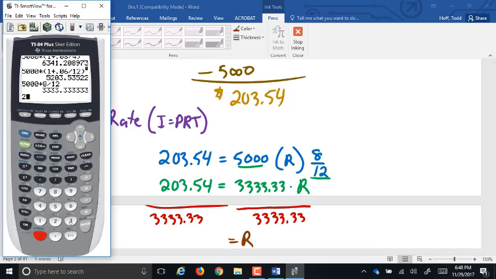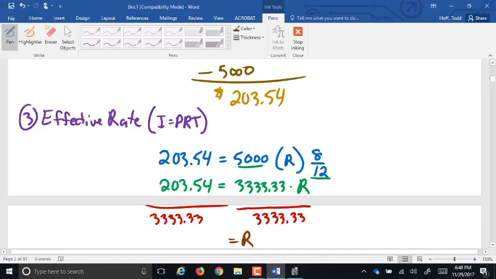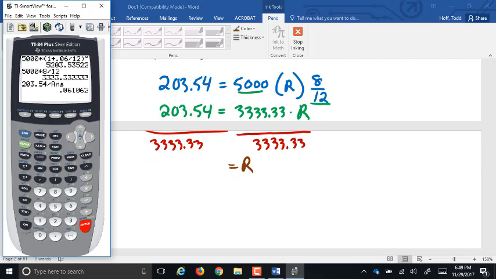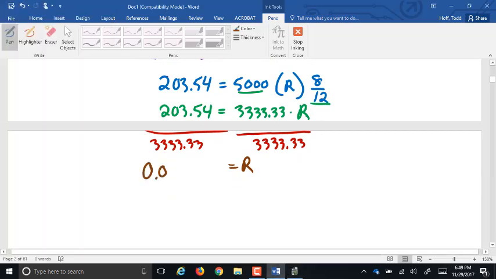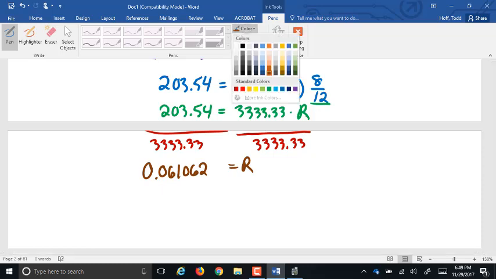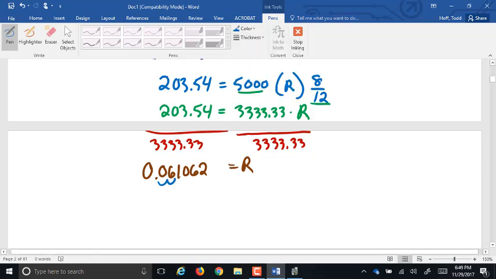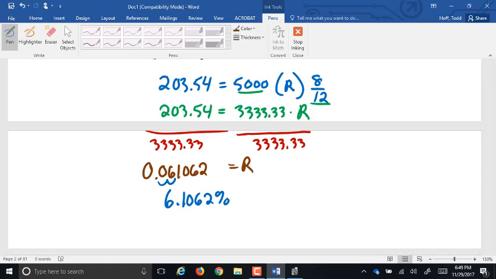So again, in my calculator, I'm going to type 203.54 divided by the second answer, right? So I don't have to type it back in. I get 0.061062. Now I move my decimal point to make it a percent, that's 6.1062%. And now I need to know, where do I round it to? Well, if I don't tell you where to round it to, 1/100th of a percent, 2 decimal places. So 6.11.